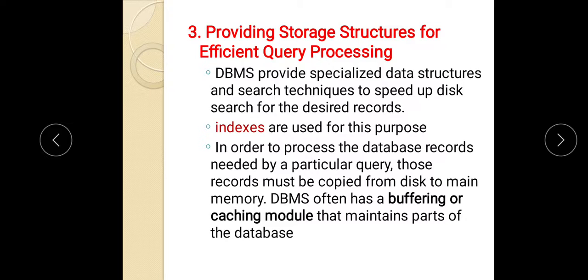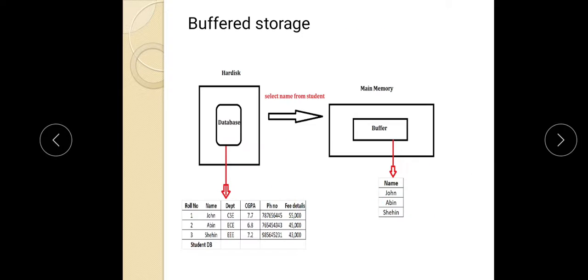Now another concept: in order to process the database records needed by a particular query, those records must be copied from the disk to main memory. Suppose you are going to access a particular record. For that, we will execute a query. Query means a question to the database. For example, see here, this student database we have already seen. This is a large database stored in the hard disk. This hard disk contains this student database.